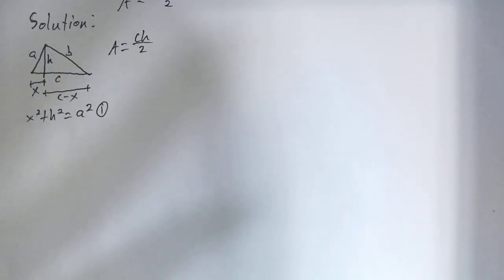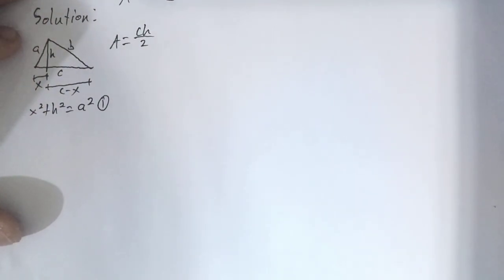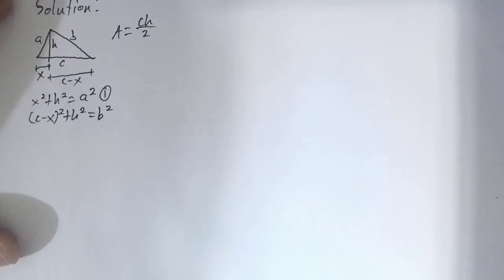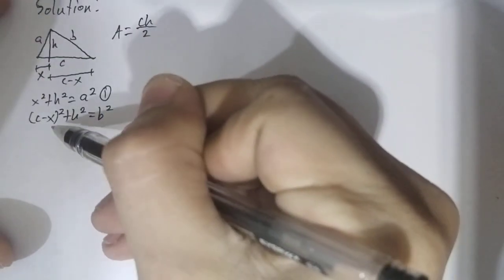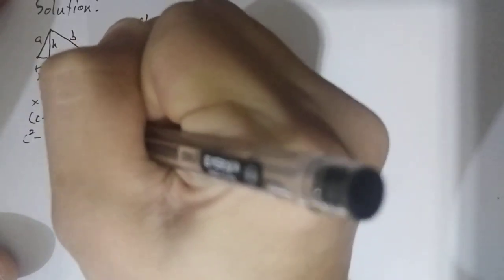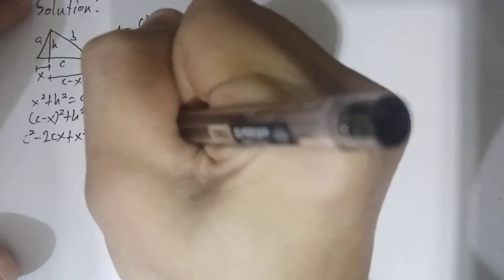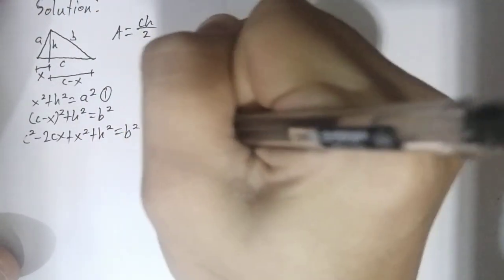Now, next, we try to look at the second triangle. Now again, by using the Pythagorean theorem, we can see that the square of c minus x plus h squared is equal to b squared, right? And then, by expanding this perfect square trinomial, we can see that c squared minus 2cx, right, plus x squared plus h squared is equal to b squared. And let us denote this as equation 2.